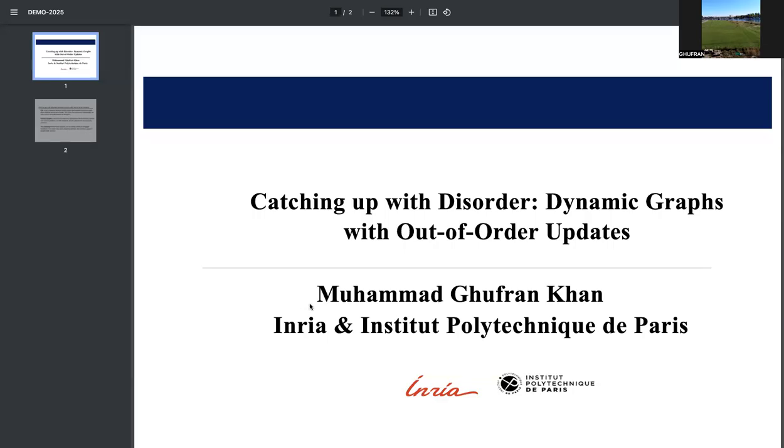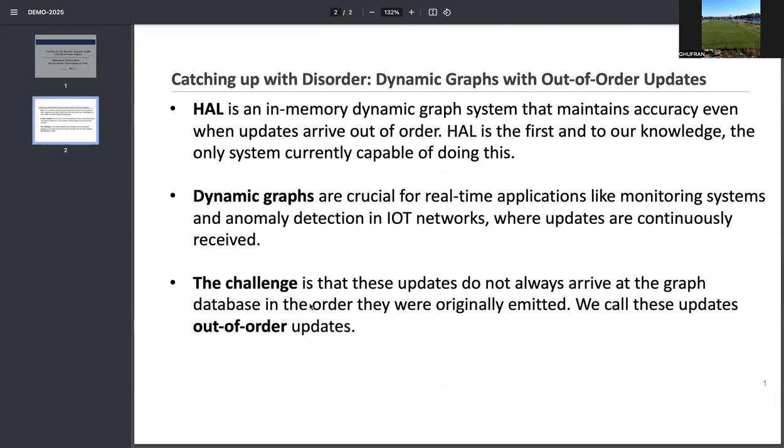Hello everyone, my name is Mohammad Gufran Khan and in this demo I will present HAL, a novel dynamic graph data management system running in memory, capable of correctly and efficiently maintaining a graph state even when updates to the graph are received out of order. HAL is the first and, to our knowledge, the only system currently capable of doing this.